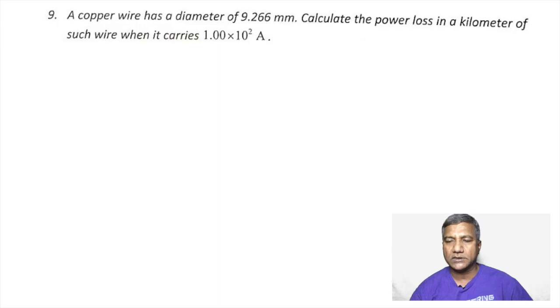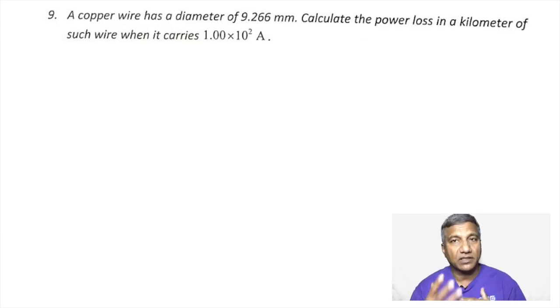Number 9, a copper wire has a diameter of 9.266 millimeters. Calculate the power loss in a kilometer of such a wire when it carries 100 ampere. Okay, so this is interesting. We get our power via long transmission cables, and the longer the cable, the more power is wasted in those cables. So here we are asked to find the power wasted in a cable of length 1 kilometer, which is 1000 meters, and the diameter of that cable is given and the current carried is given.